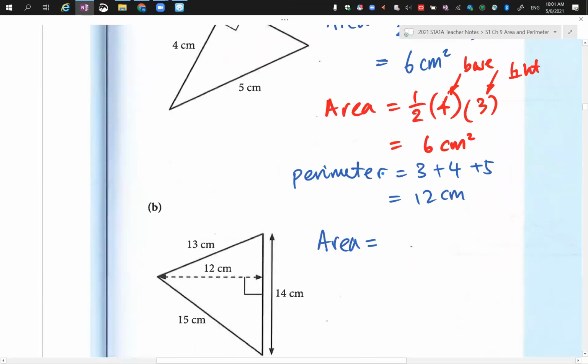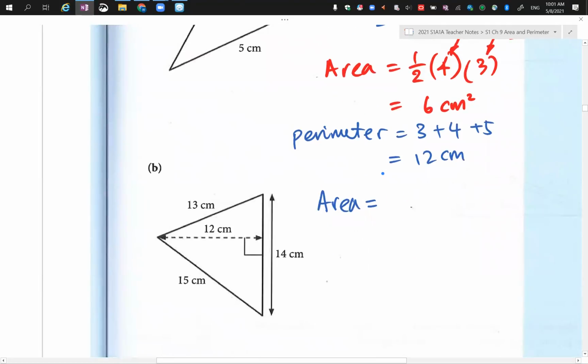Okay, so now part B. I'm interested in the area. No, give others a chance. You gave already. Yes, Indra, what is the answer for the area? Half times. Okay, let's go with the base first. 14 and 12. But your answer is still correct. Okay, so we have 84. Is it correct?